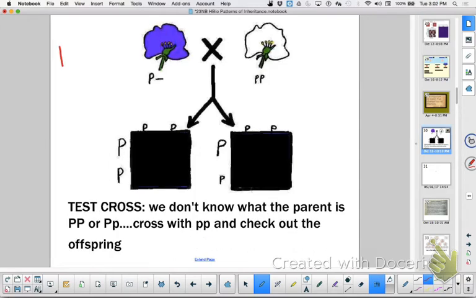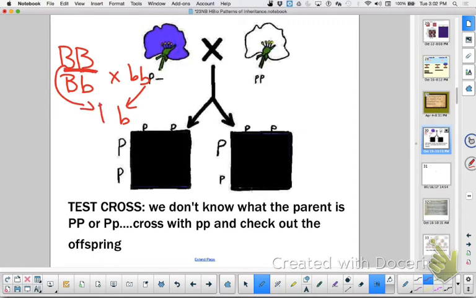We don't know if they're this kind of brown eyes or this kind of brown eyes, because either way they're going to have brown eyes. So we mate with a blue-eyed person, because the blue-eyed person's always going to give a little b. If they're this, then every single time they would give a big B, and all their offspring will in fact have brown eyes. But if they're this one, then I'd expect half of them to be big B, little b, and half to be little b, little b.